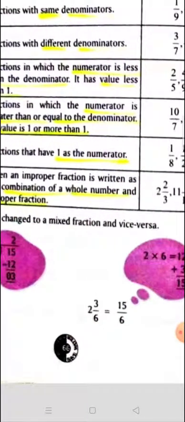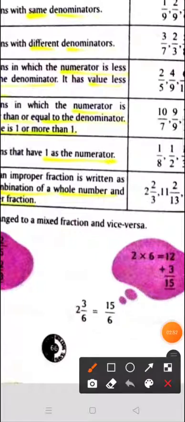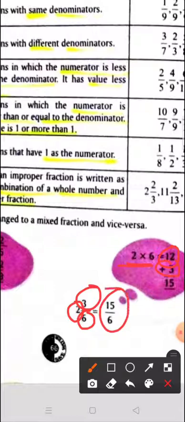And here you have seen how a mixed fraction is converted into an improper fraction. Multiply the whole part with the denominator, and then add the numerator to that. You will get the improper fraction, with the denominator as it is.